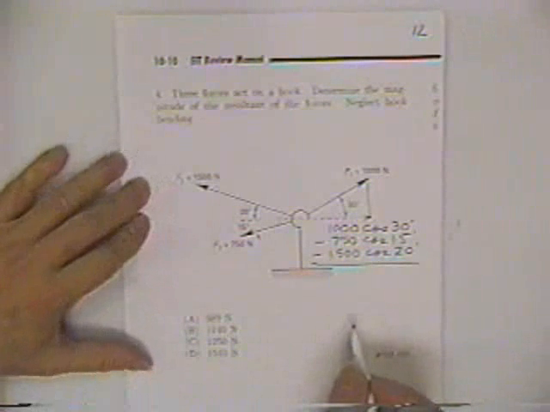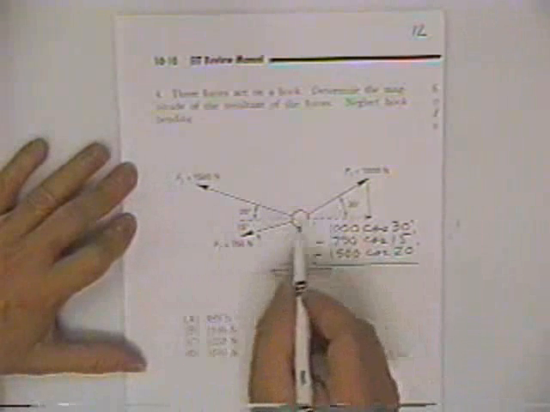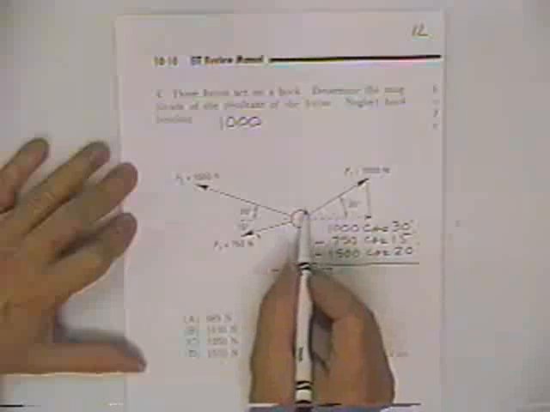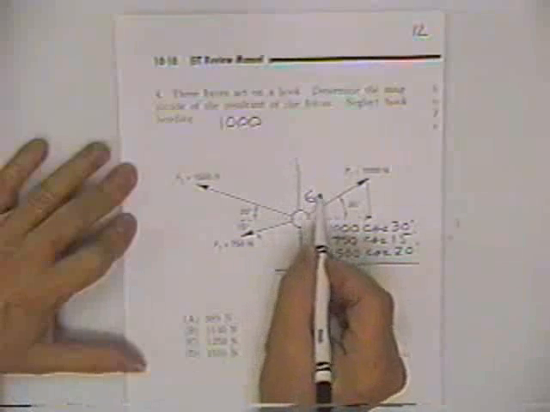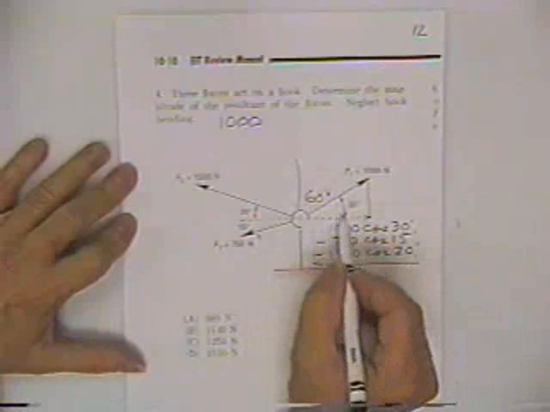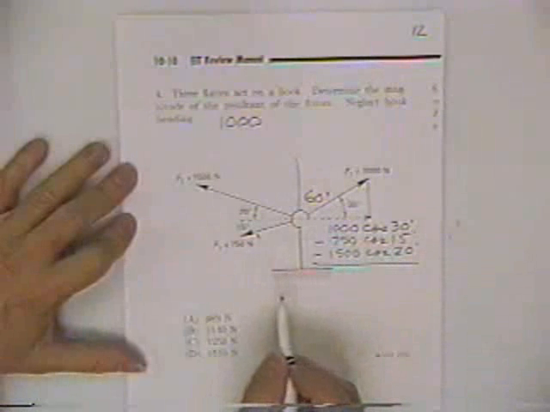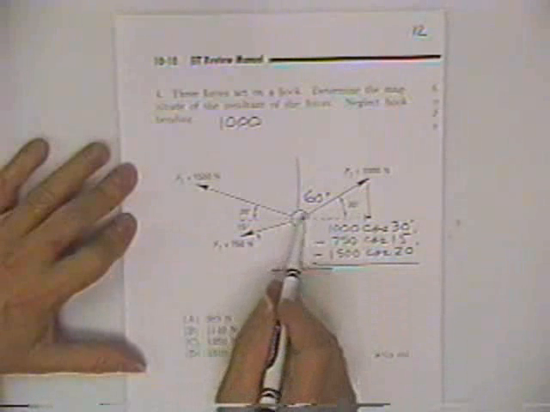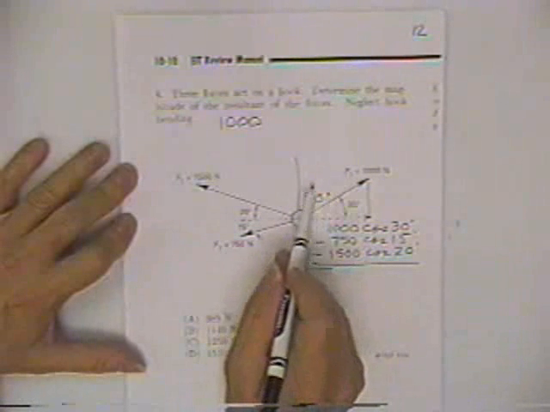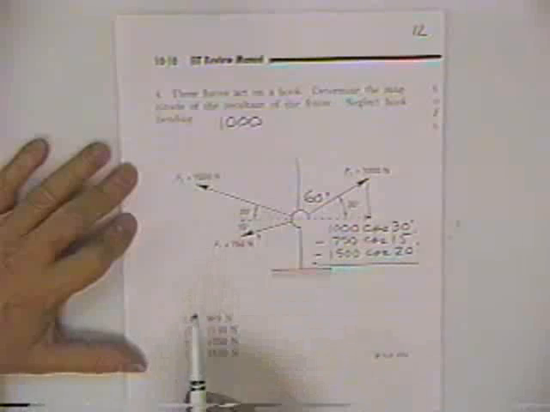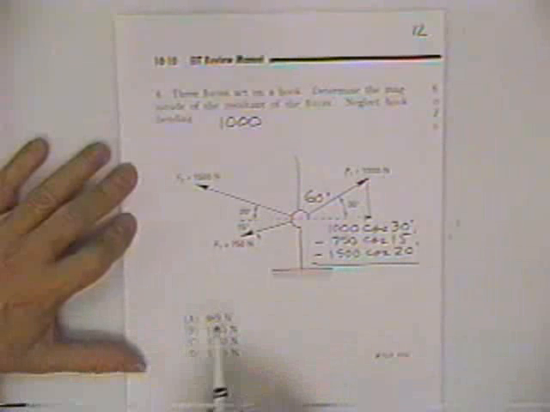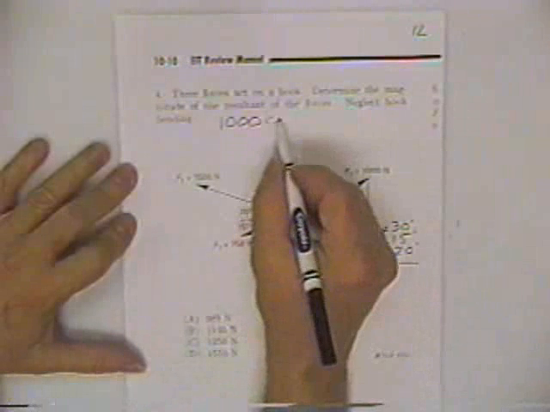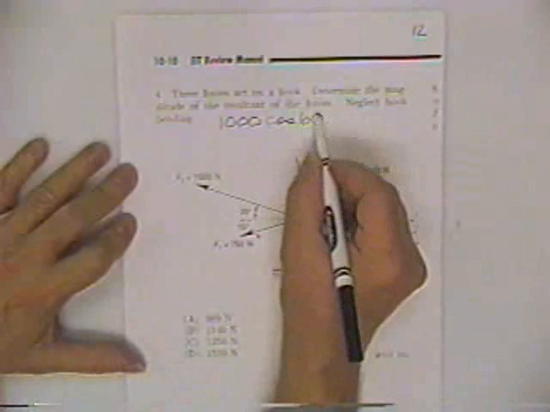To get the vertical component, you'd multiply 1,000 times the cosine of 60 degrees. You can use the sine of 30 if you want. That's obviously the same thing. If you're a little rusty on this, I would just always take the force and multiply it times the cosine of the included angle. That way you'll never have to try to remember if you're supposed to use sine or cosine. So that's 1,000 times the cosine of 60 degrees.